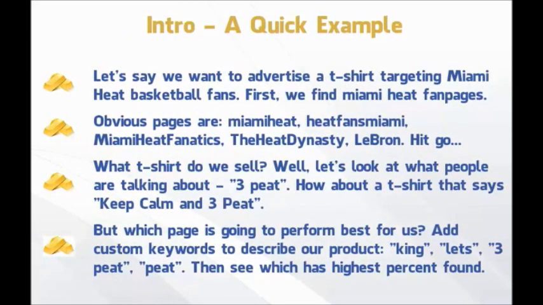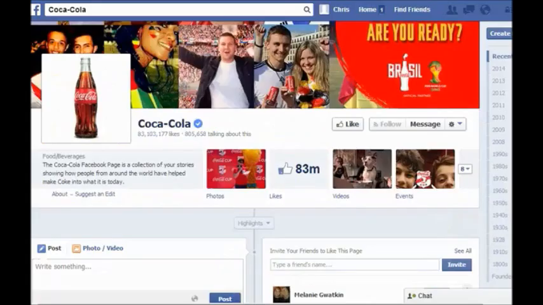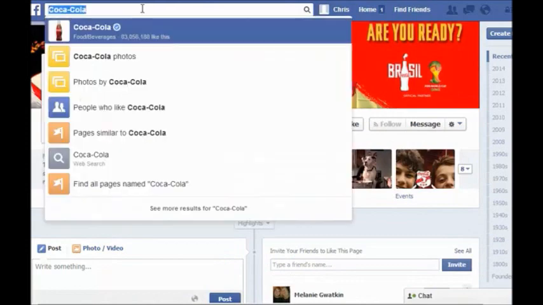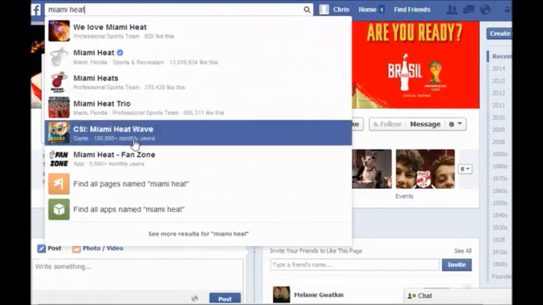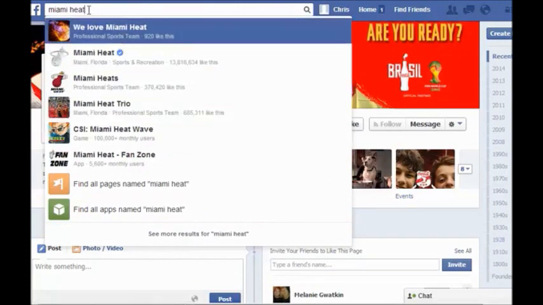So let me give you a quick example. Let's say we want to advertise a t-shirt targeting the Miami Heat basketball team. Essentially, we want to find people who like the Miami Heat and fan pages that relate to the Miami Heat. If I go over to Facebook and do a quick search and type in Miami Heat, it'll bring up a list of possible pages we can target.